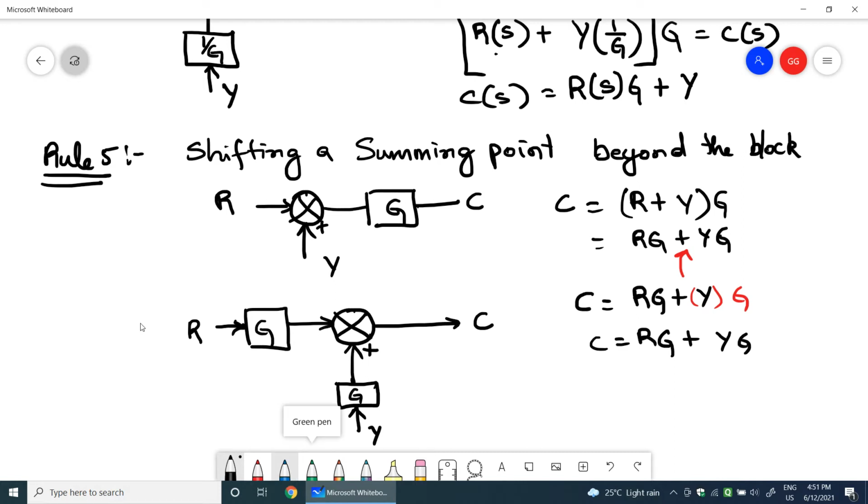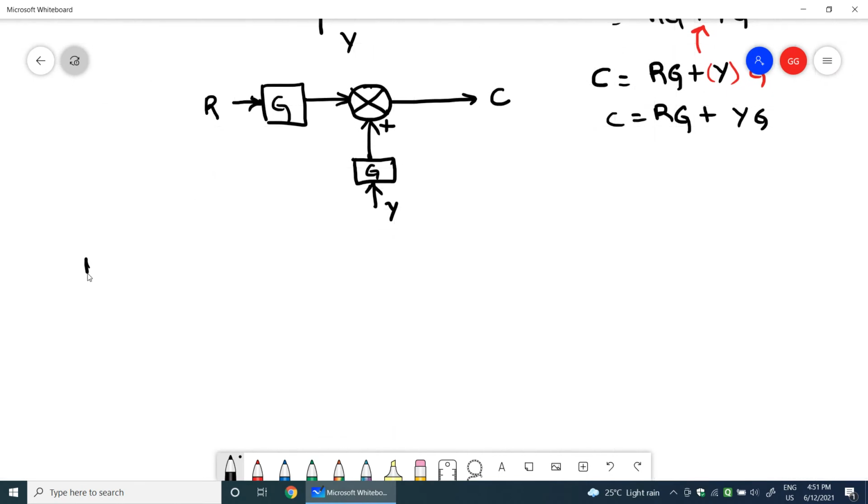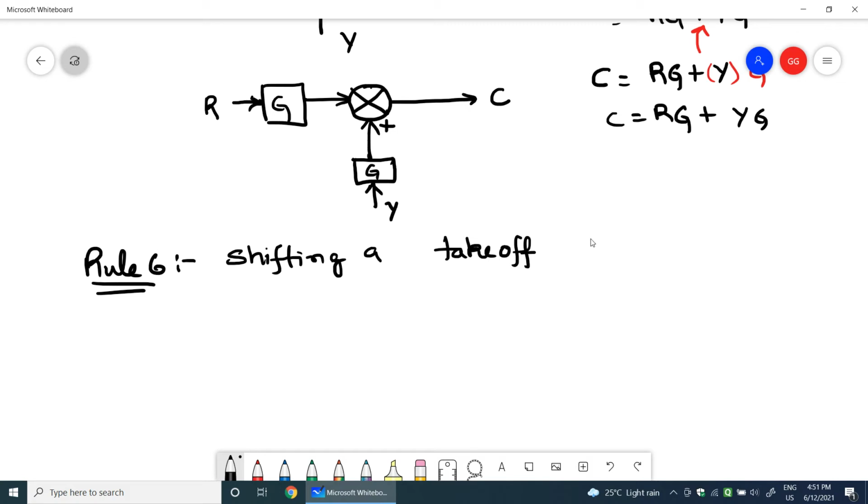Let us go to rule 6. Now we'll play with the takeaway point. In rule 6 we'll play with the takeaway point. So I'll write: shifting a takeoff point behind the block.